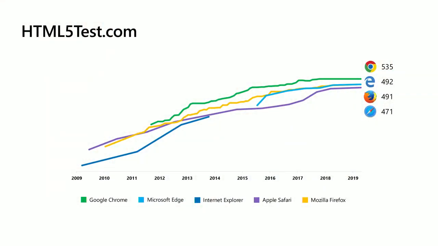And so when we try and look at this quantitatively over time, this is a graph of HTML5 test scores over time. So this is essentially the number of web standards implemented in different browsers. And the light blue line there sort of in the middle is Edge, and dark blue before that was IE.